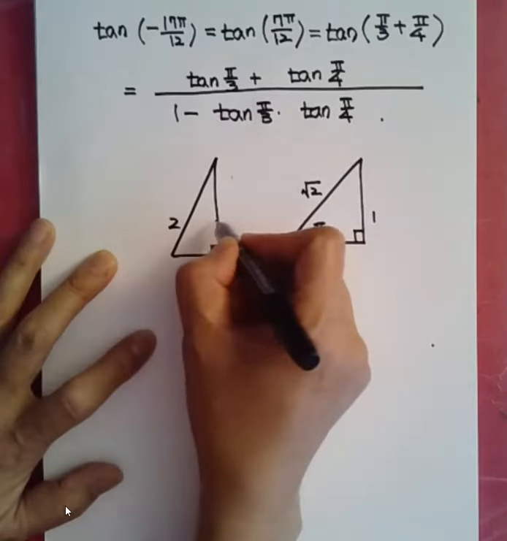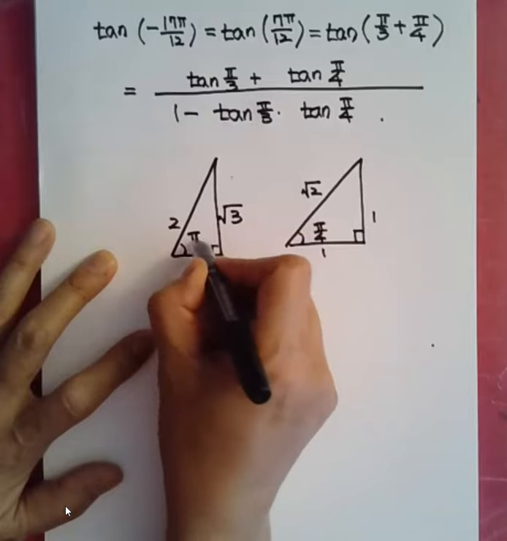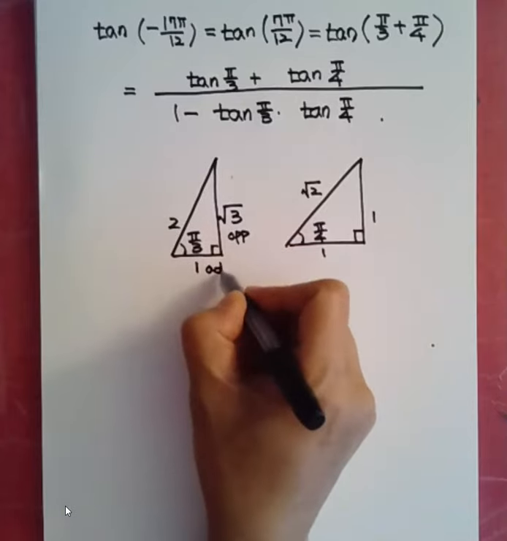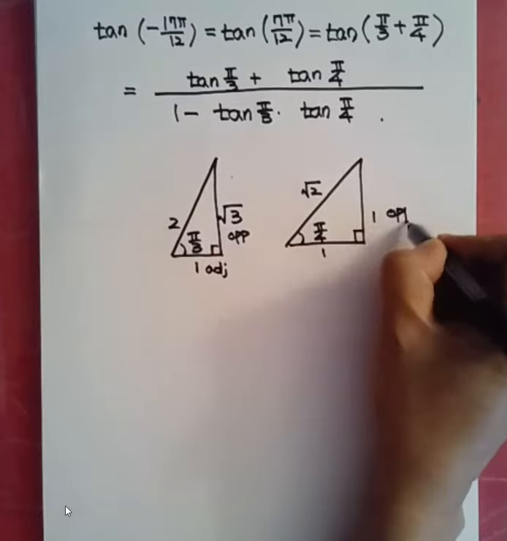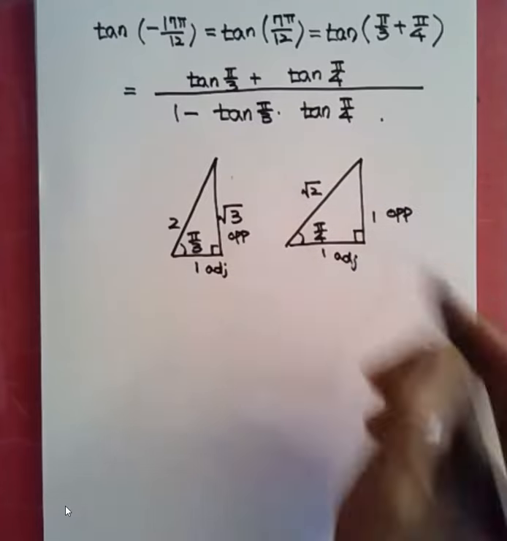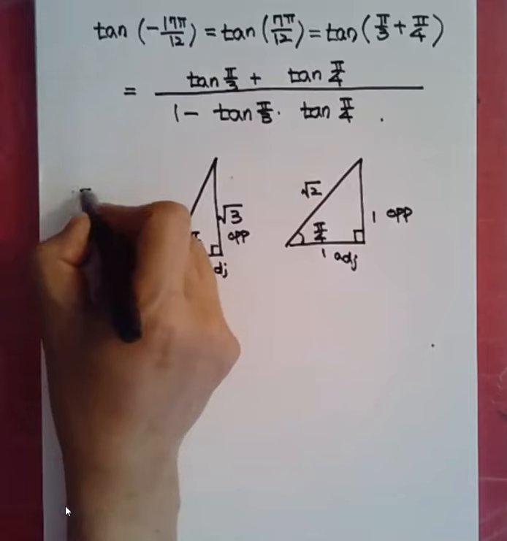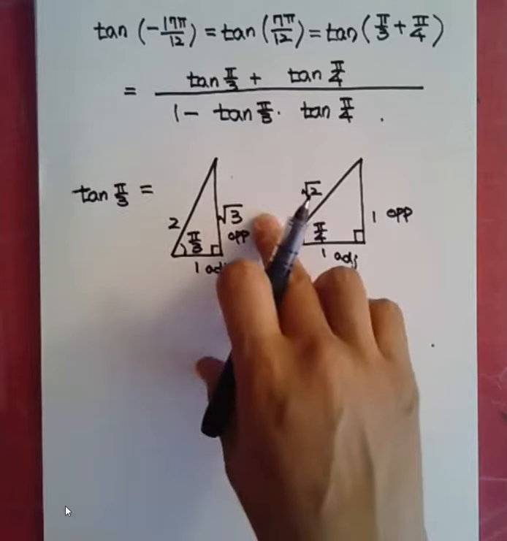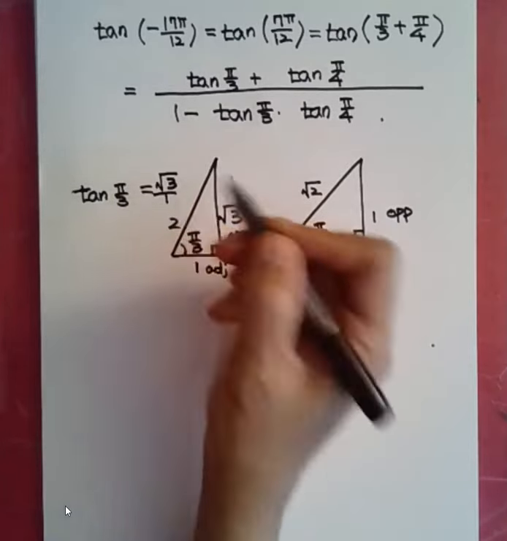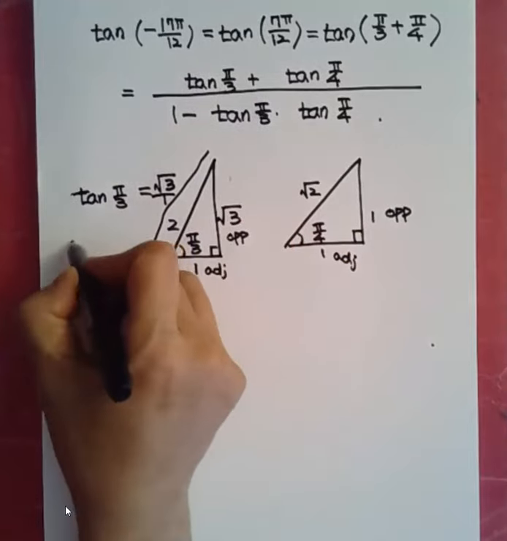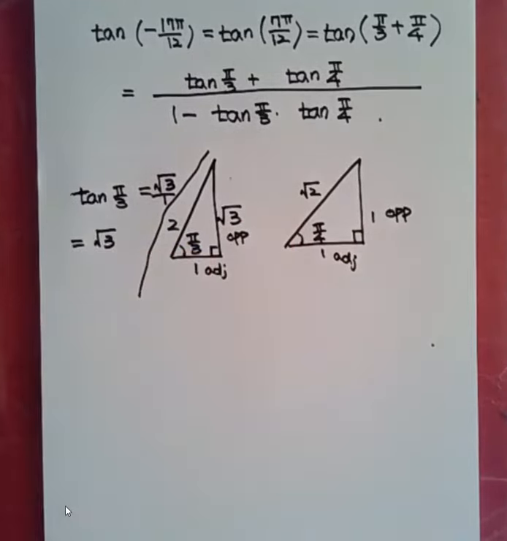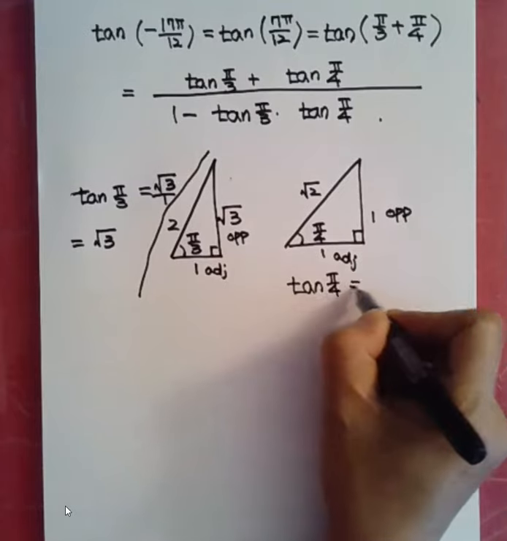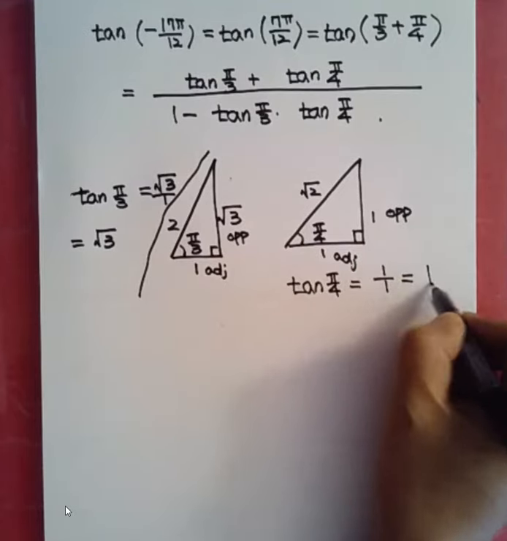So let's draw the special triangle. Pi over 3 is here. This is opposite and this is adjacent. Again, this is opposite, this is adjacent. So from here, we get tangent of pi over 3 equals opposite, which is square root of 3, over adjacent, which is 1. So that is square root of 3. And here, tangent of pi over 4 equals opposite, which is 1 over 1, which is 1.